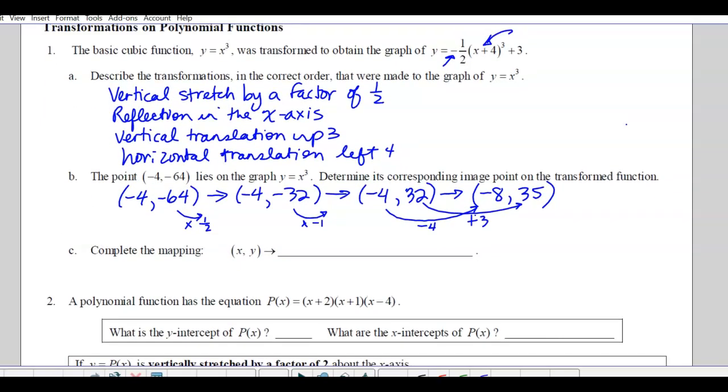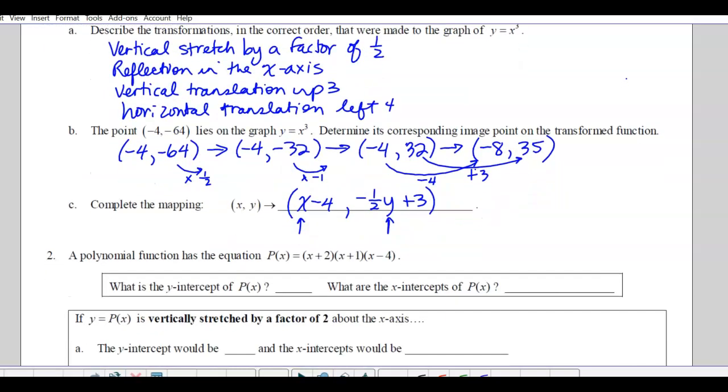Now, the general mapping then for point x, y, well, what's happening to the x's? The only thing we did here was go left 4, so that's going to be x minus 4. For y, we did the stretch and reflection, so that would be -1/2 y, and then we went up 3. So if you put in your original x value into here, you should get -8, which you do. If you put -64 in for y here, you should get 35, which you do.